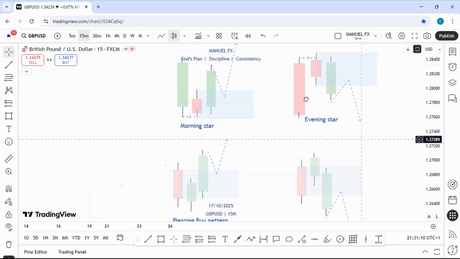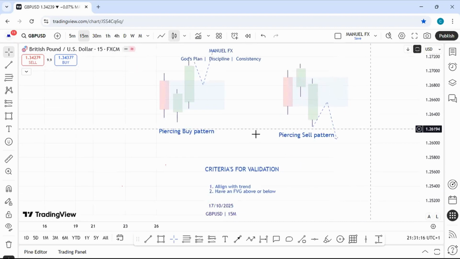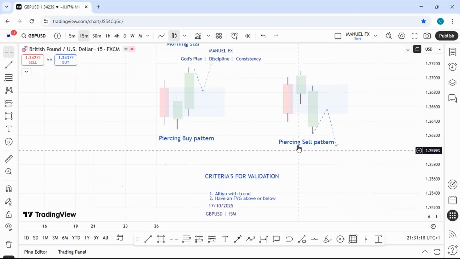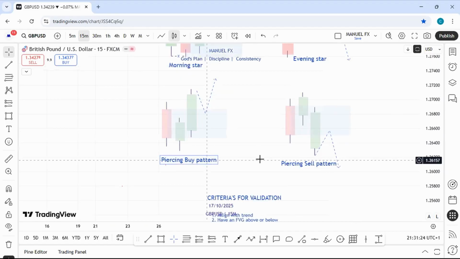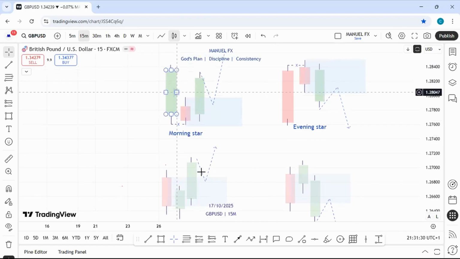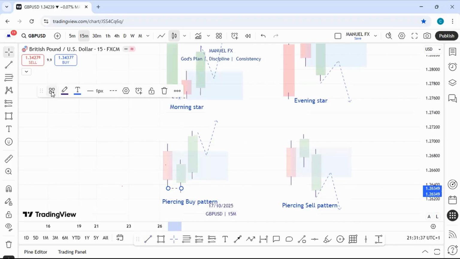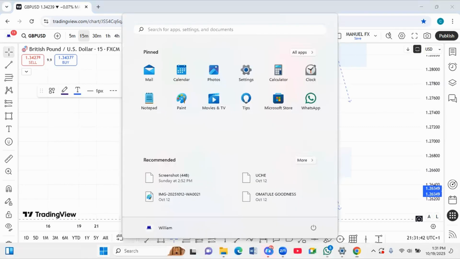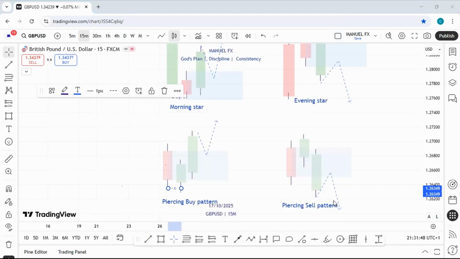So now, the next type of candle I look for, and I make use of this one all the time, is called a piercing buy pattern and a piercing sell pattern. A piercing buy pattern is the reverse, the opposite of this, which means I want to see the second candle sweep the low of the first candle.